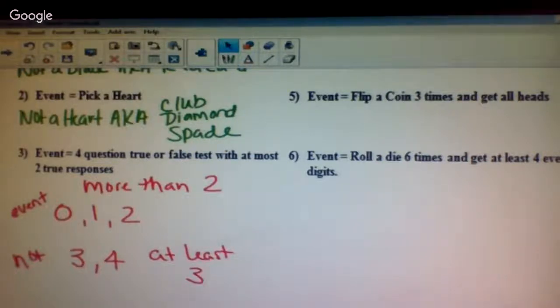So if you need to write the event down first and then write what is different than the event, by all means do so. Does that make sense? Why do I stop at 4? Because it's a 4-question test. So keep that in mind as well.